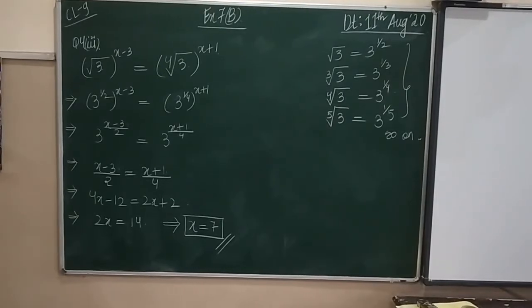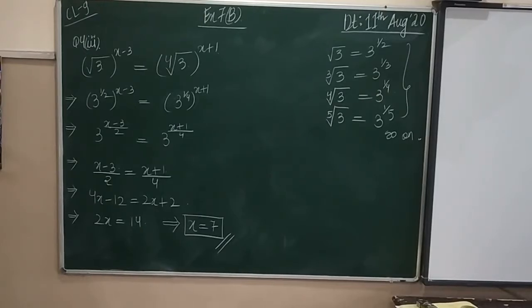Alright, let's move ahead. Next one is question number 4 part 3. You can see the question clearly on the board. Now before we start, I'm going to explain something about square roots, cube roots, fourth root and fifth root.